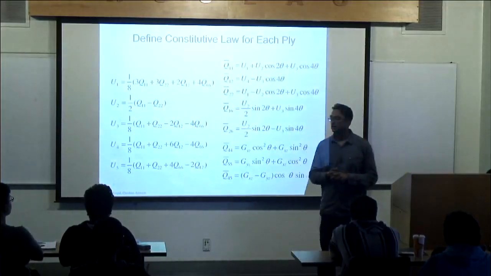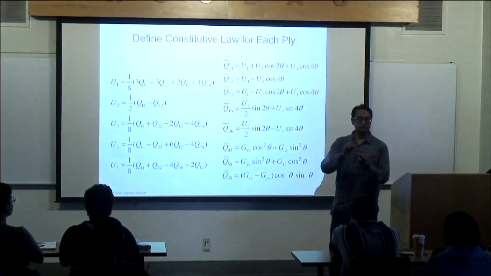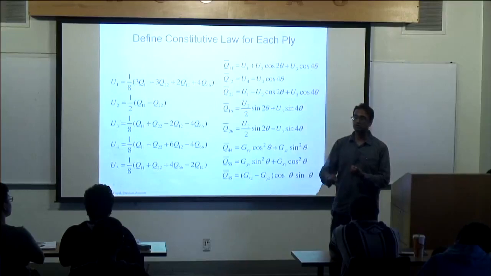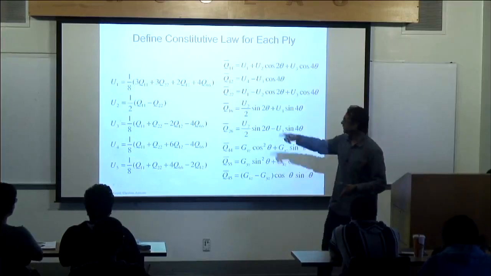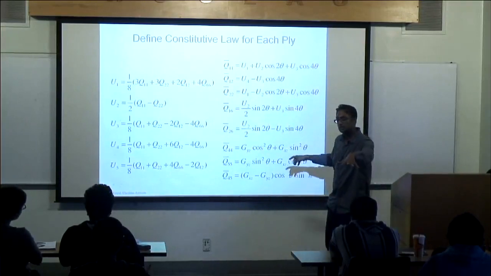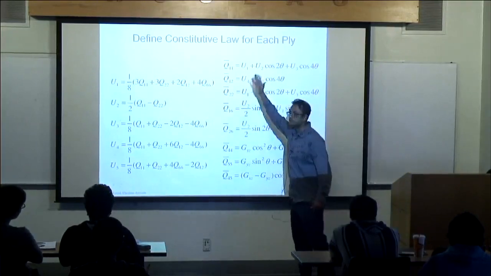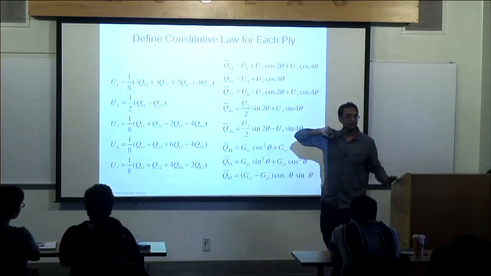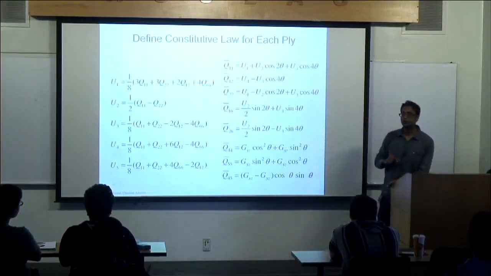Anyway, you can get these Q bars, which is in essence what we're going to need for the next calculation. So if you know modulus E11, E22, nu12, G12, G23, and G13, I know the Qs. If I know the Qs, I know the Us. And if I know the Us and I know the ply angle, then I know these Q bars, which I'm going to need in the next step. Okay? You follow?